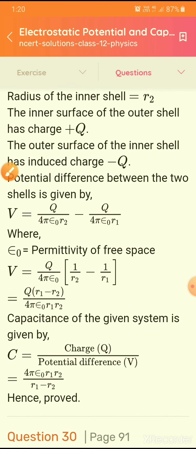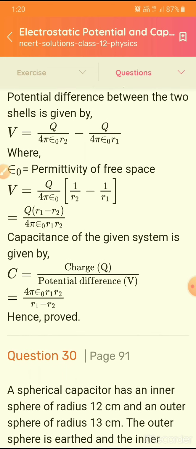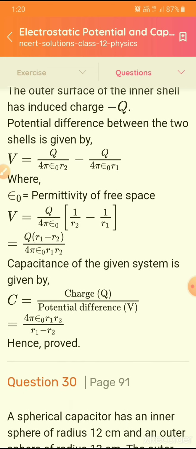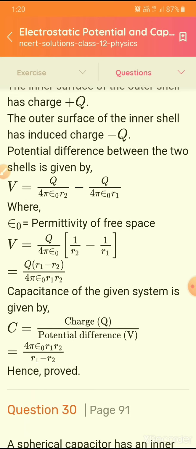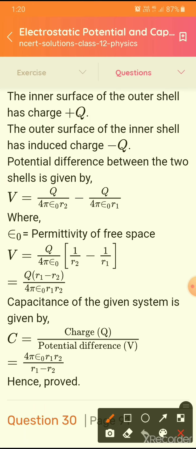So the capacitance of the given system C is equal to charge Q divided by potential difference. Then substituting, it will be 4 pi epsilon naught R1 R2 divided by R1 minus R2, where the potential difference is written as R1 minus R2 over the charge term. So hence it is proved.